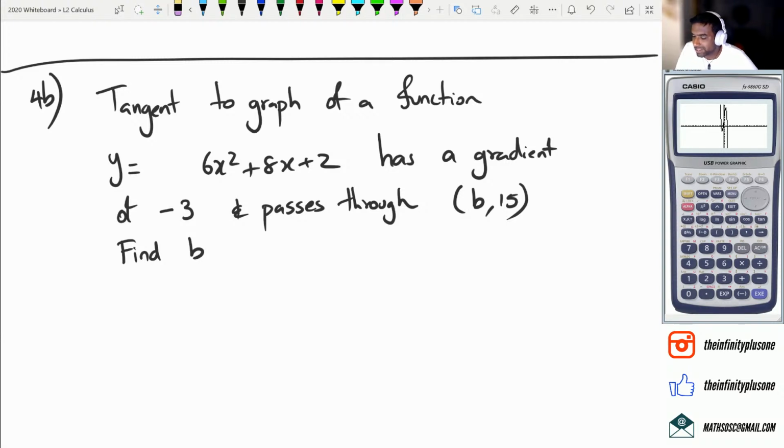Let's try this one here. Let's get rid of the cubic and actually just leave it as a quadratic. So we'll actually go with 6x squared plus 8x plus 2. Let's try that.